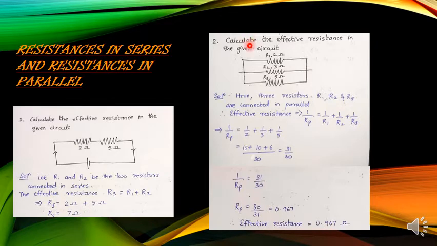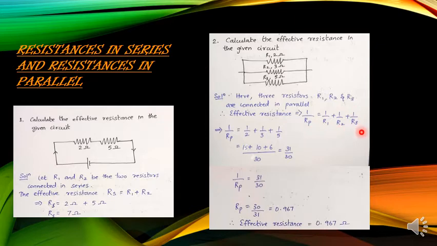Second problem, calculate the effective resistance in the given circuit. Here you can observe the resistors are connected in parallel and there are three resistors. So what will be the formula? It is going to be 1 by Rp is equal to 1 by R1 plus 1 by R2 plus 1 by R3. Suppose if there were only two resistors, you will stop it here itself. That is 1 by Rp is equal to 1 by R1 plus 1 by R2. Since we have 3, we have written it like this.